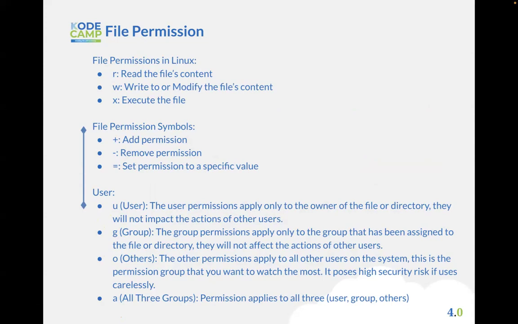So if a user has read and write access, and I want to add execution to that access, I can use plus x. If the user has read and write access and I want to remove the write permission, I can use minus w. If he has read and write permission, and I want to change it to only execute permission, removing the read and write, I can use u equals x, and that will change everything to x. It removes the read and write permission, right?